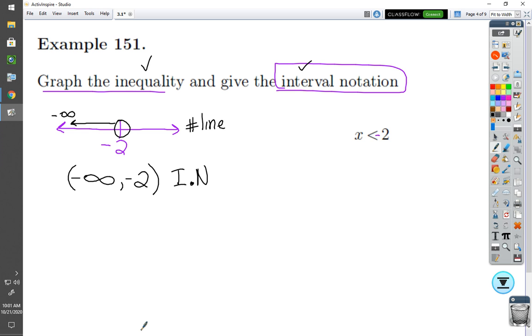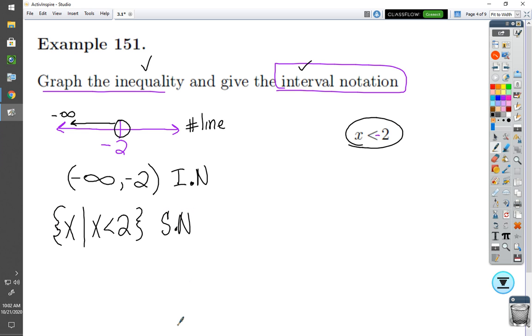Just for the heck of it, let's make the set notation. X such that. Go find this right here. That was the value. X is less than 2. And this one, you put braces around. This is the set notation. Interval notation, set notation, picture. Now, some of them we'll have to solve and do. But that's the basic part behind it.